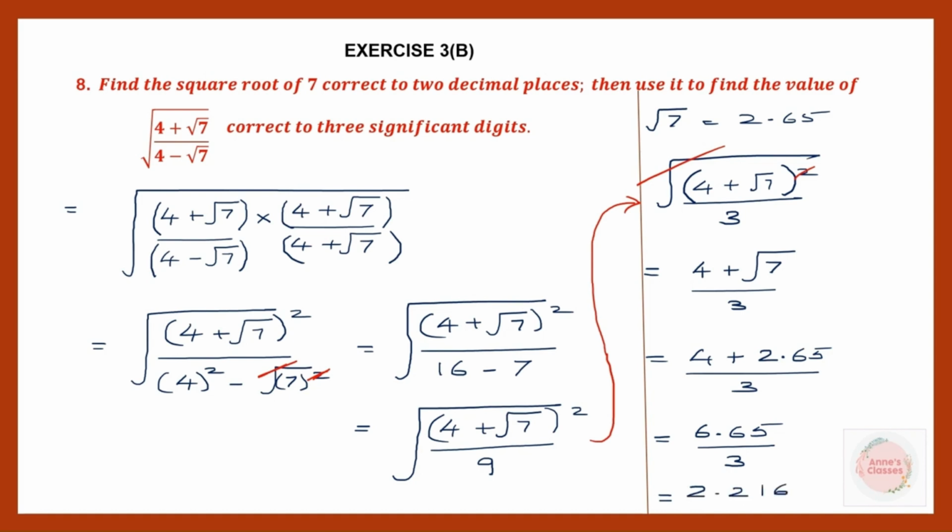Now if we divide 6.65 by 3, what we get is 2.216. Now let's round it off to only 3 digits, because here we've been asked for 3 digits. So here let's round it off. Here I need to change 1 because 6 is more than 5. So this becomes 2.22. So this is our final answer, 2.22.